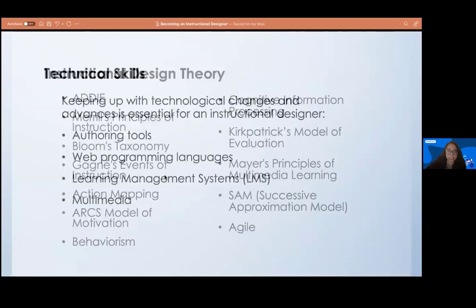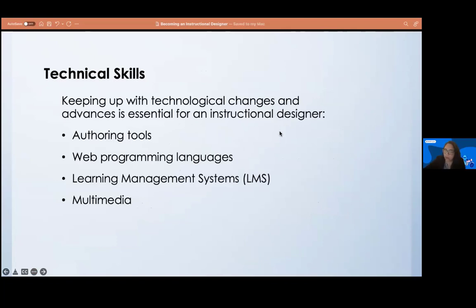Then we have the technical skills. An instructional designer needs to keep up with the technological changes and advances, and it will depend on the niche that the instructional designer plans to work in. So they will not need to learn all of these tools, but at least 1 or 2 or more if they can, to use in their daily activities.